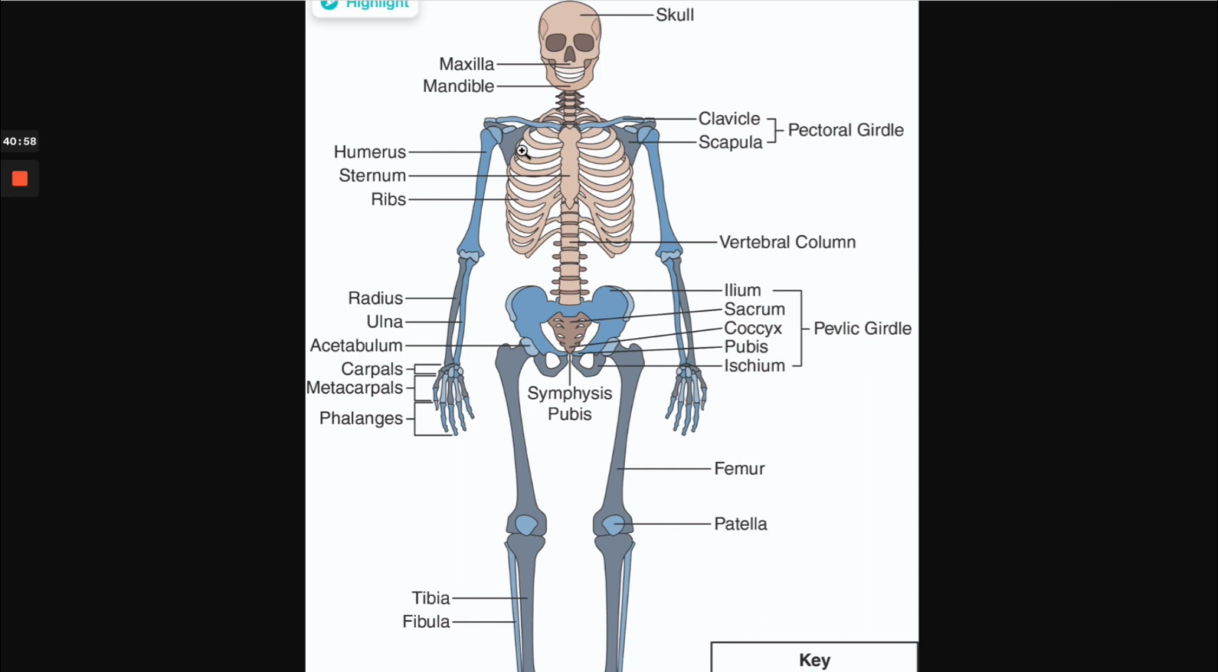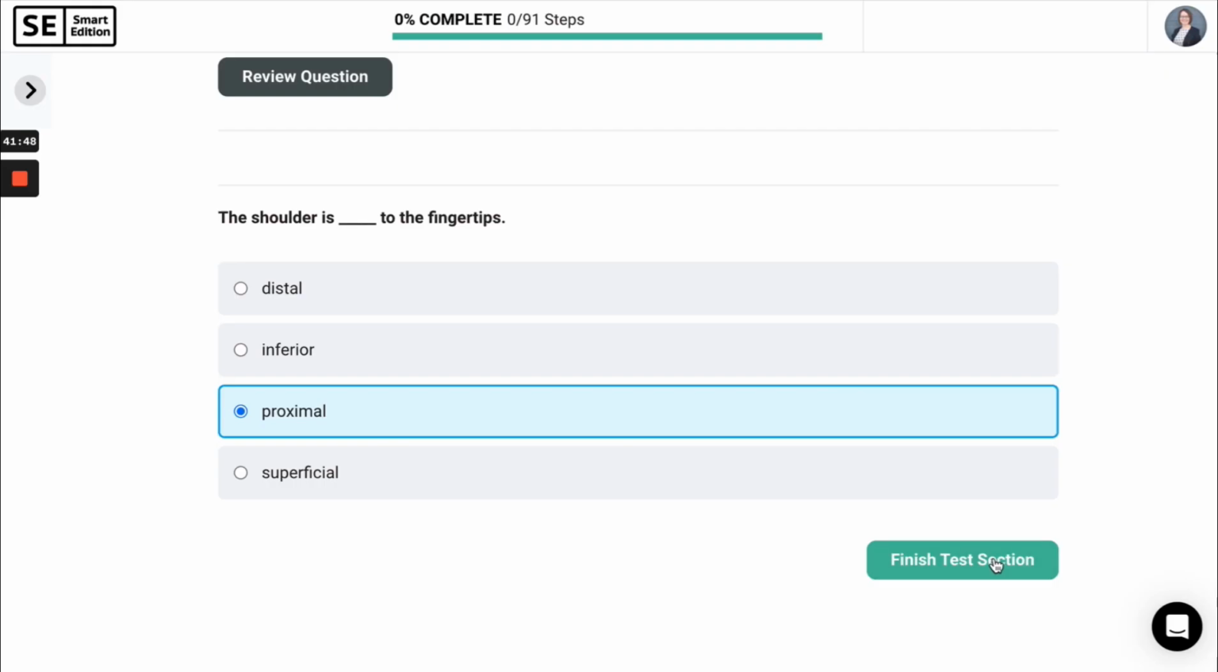Remember that proximal means closer to the trunk of the body. So your shoulder is proximal because your shoulder's here to your fingers. So another way to kind of think about it is that your shoulder is closer to the point of attachment to the body, because the shoulder is literally where the arm attaches to the body here in the socket. So that's another way to think of it. The shoulder is proximal because it is closer to the point of attachment to the body compared to another structure, whereas your fingers are all the way down here.